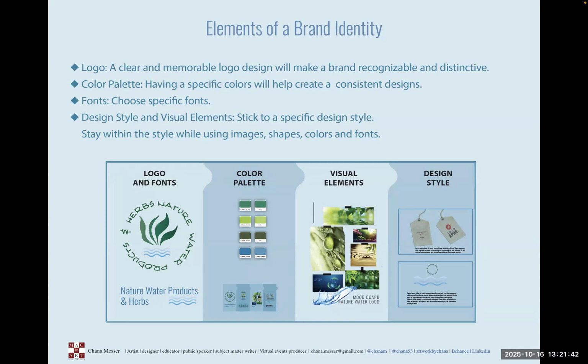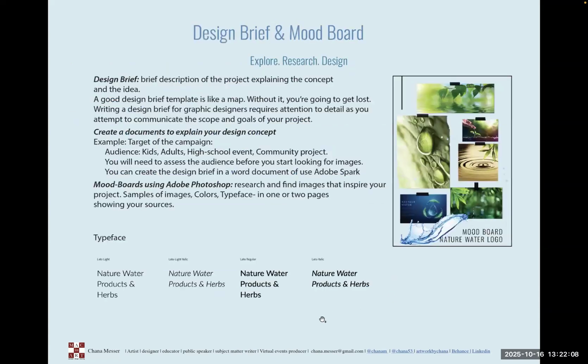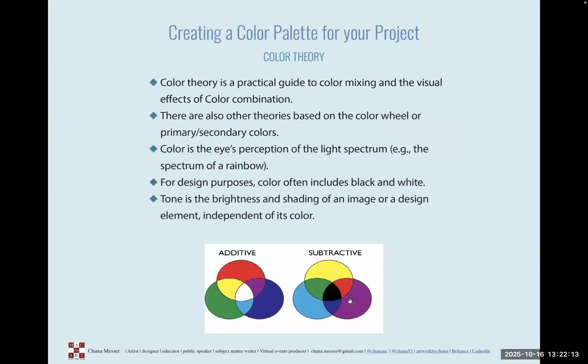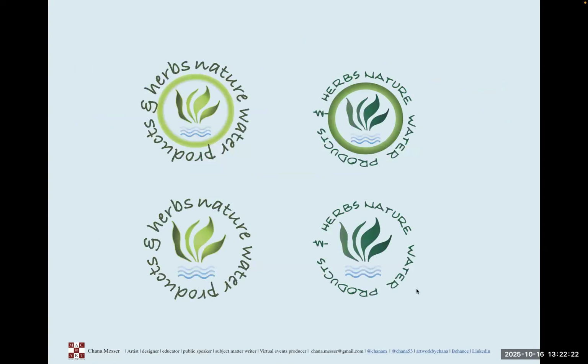Then you have a color palette, specific colors that help you create consistent designs, and that's going to be really cool. Then you have the font, specific fonts that you want to work with. And then the design and the style and everything that you have. You can see here what's important is Coca-Cola, and you see here the story of Coca-Cola. Then you always want to have a design brief that you work with. Then we can look at colors and go in and create the stuff that we have and move into that.